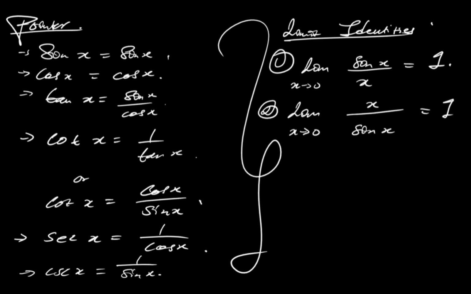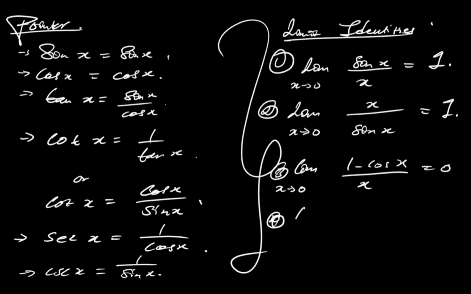But the limit as x approaches 0 of 1 minus cos x over x is equal to 0, as well as the limit as x approaches 0 of x over 1 minus cos x, which is also equal to 0.